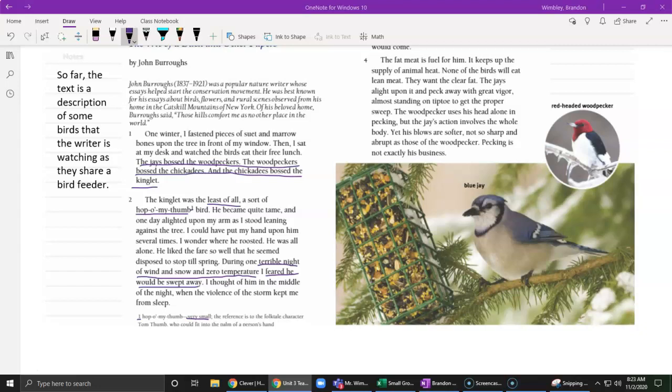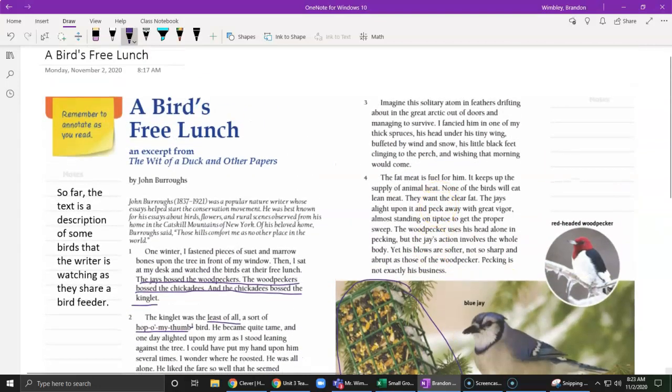He's putting the pieces of suet, which maybe I don't know what that is, but we can find out, and marrow bones up in this tree. So it's not just regular bird food. He's given actually some really fancy bird food for them to consume. So let's go on to number 3 now.